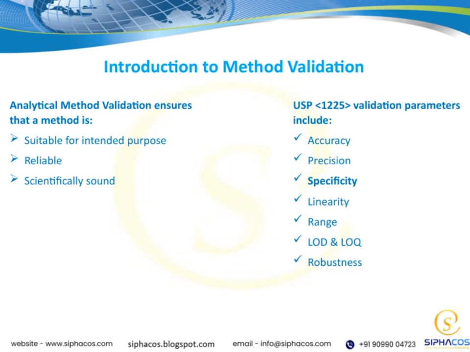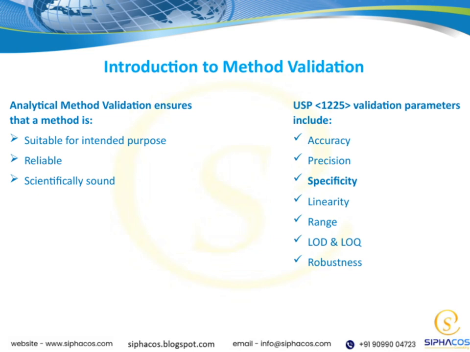Linearity refers to the method's ability to produce results that are directly proportional to the concentration of analyte within a given range. Range is the interval between the upper and lower levels of analyte that the method can reliably measure. LOD and LOQ, or limits of detection and quantification, tell us the smallest amount we can detect and quantify with confidence. Finally, robustness assesses how resistant our method is to small variations, ensuring reliability in different conditions.